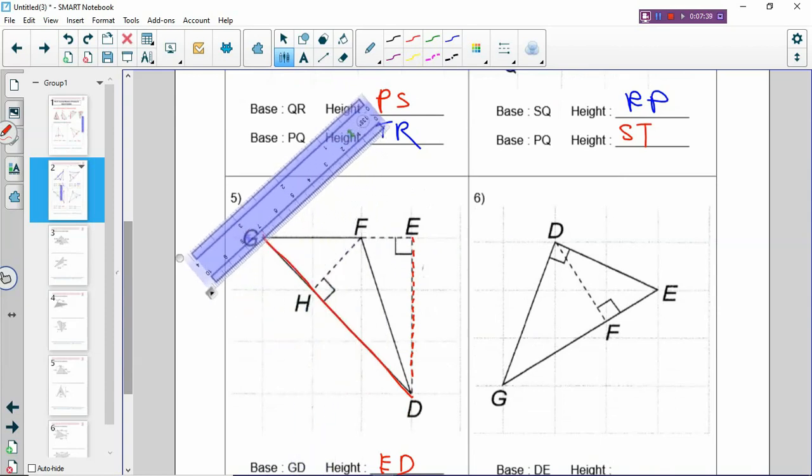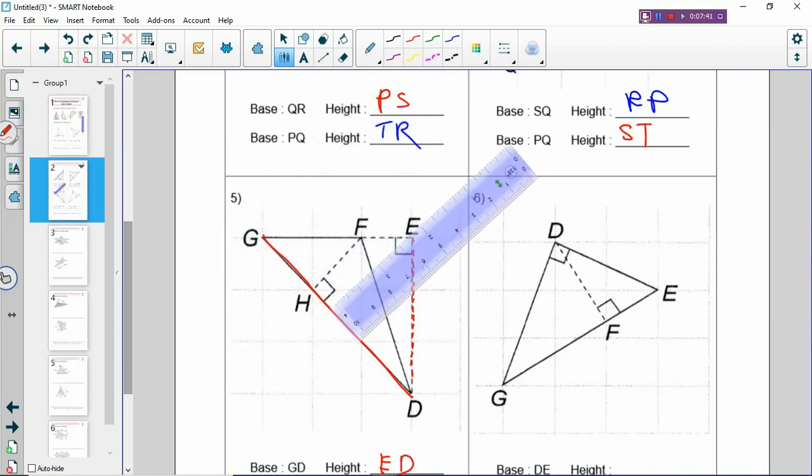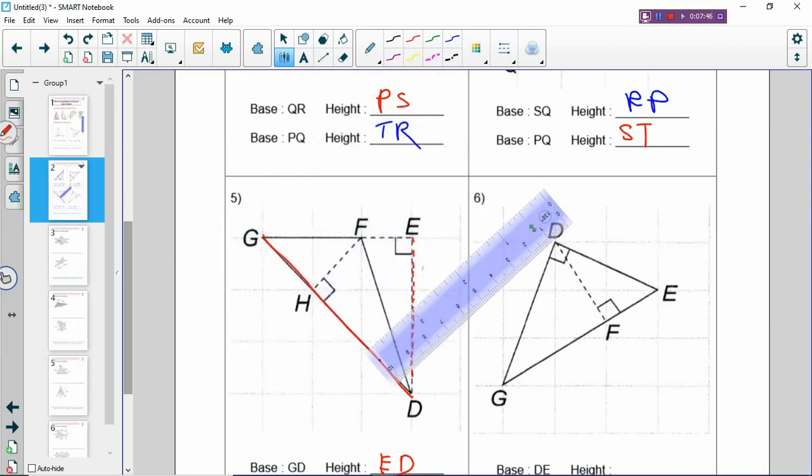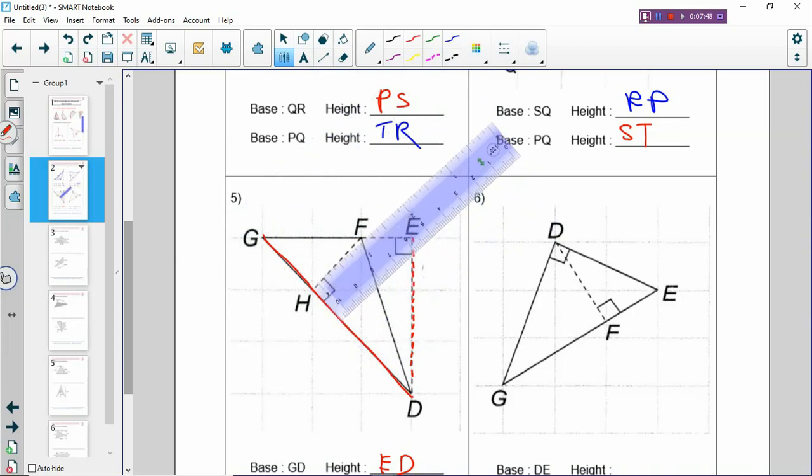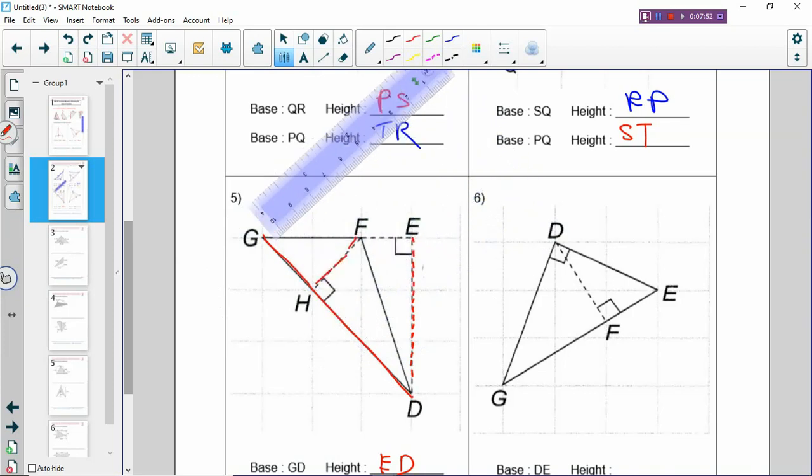You take the ruler, put it on the base, and shift the ruler along the base, and you see a line that's parallel. Yes, there's a line that's parallel with the ruler, which is your FH. So your answer is not ED. Those of you who say ED, your answer is wrong. So it's actually FH. See? FH. So how do you get FH?